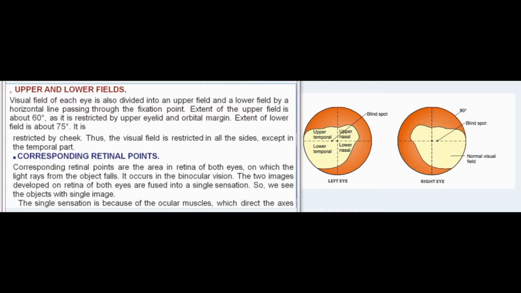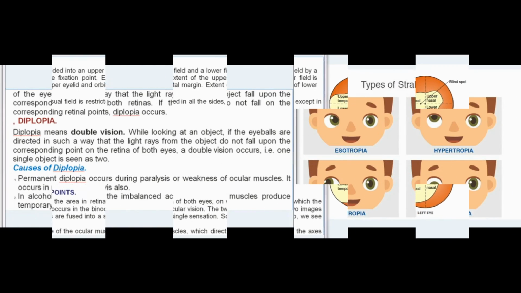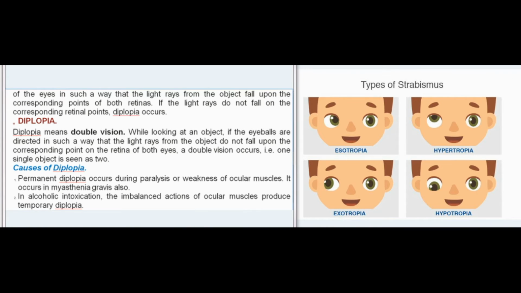Corresponding retinal points. Corresponding retinal points are the area in retina of both eyes, on which the light rays from the object falls. It occurs in the binocular vision. The 2 images developed on retina of both eyes are fused into a single sensation. So, we see the objects with single image. The single sensation is because of the ocular muscles, which direct the axes of the eyes in such a way that the light rays from the object fall upon the corresponding points of both retinas. If the light rays do not fall on the corresponding retinal points, diplopia occurs.